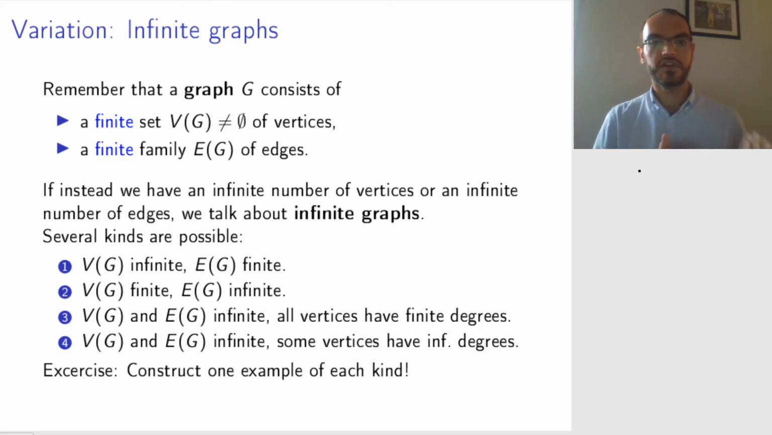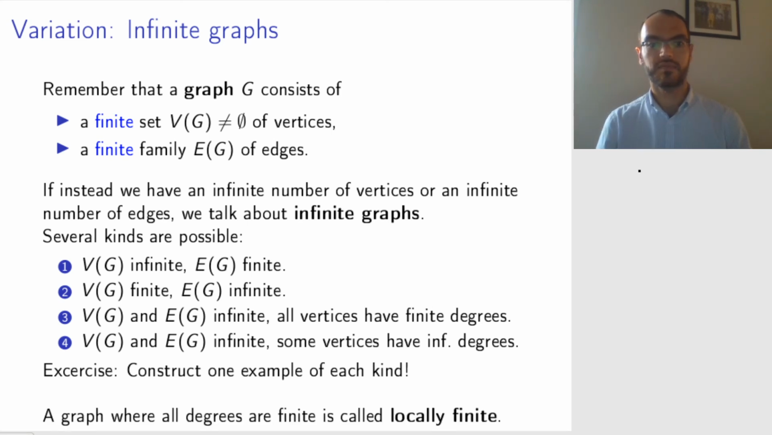You can have both vertices and edges come in infinite numbers, but if you look closely at each individual vertex, it will have finite degree. So there will be no vertex with infinitely many edges incoming. Or the worst case, you can have infinitely many vertices, infinitely many edges, and some vertices having infinitely many edges coming into them. So the exercise for you, if you're interested, is to construct one example of each kind.